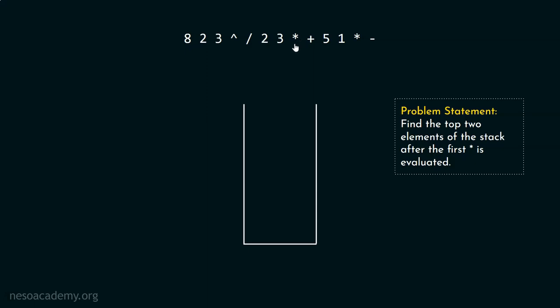Okay. Let's scan the symbols of this expression one by one from left to right. First, we have encountered this symbol. We can see this is an operand. So we will simply push this operand onto the stack, according to the golden rule of thumb. Please remember that rule. Okay. After this, we have this operand. We'll again push this onto the stack. Then we have this operand. We'll push this onto the stack. You can see the current status of the stack. The top two elements are 3 and 2, right?